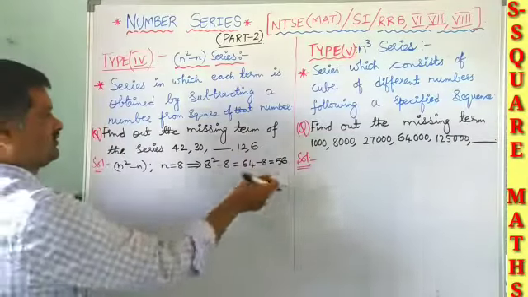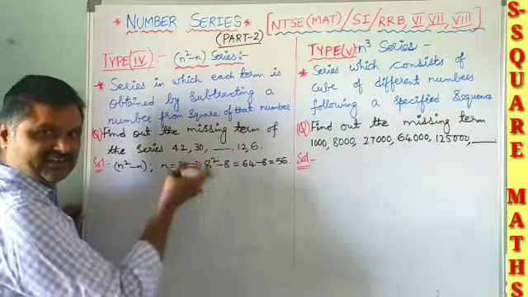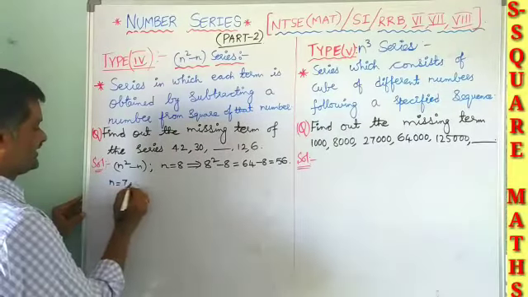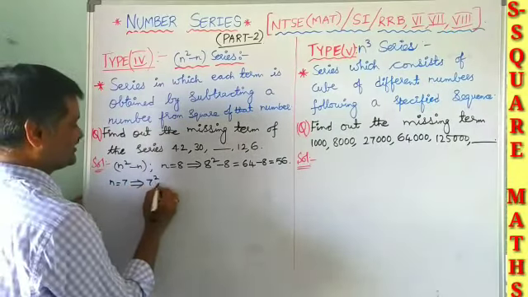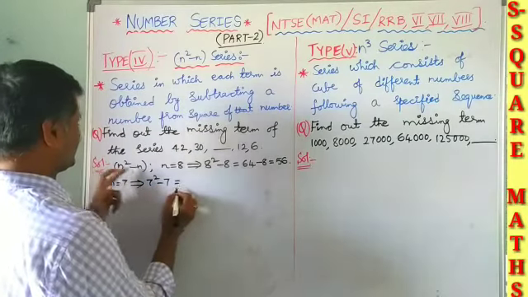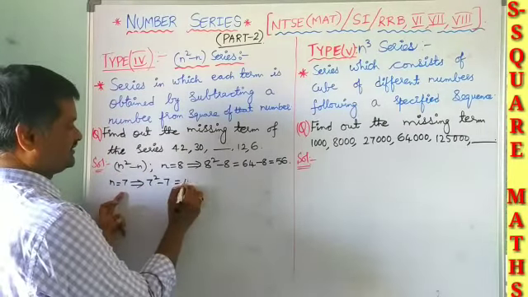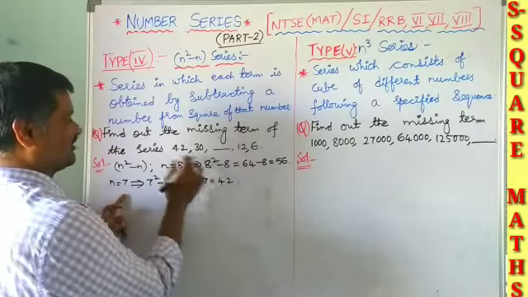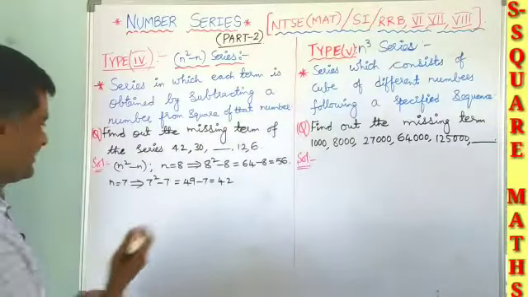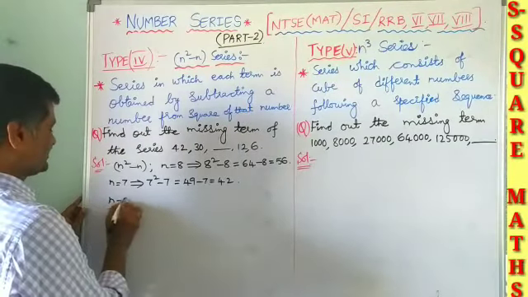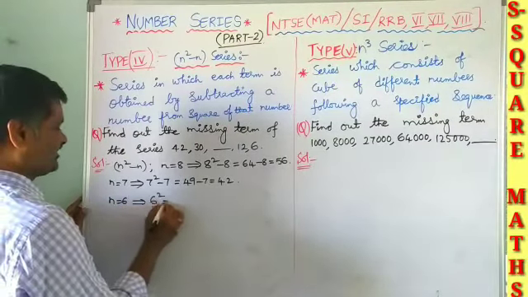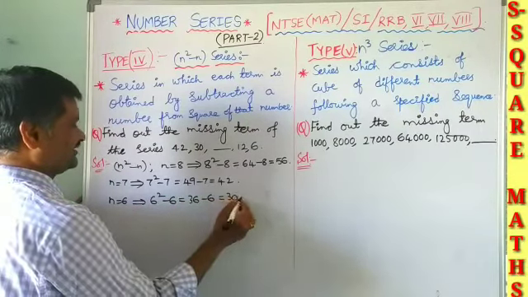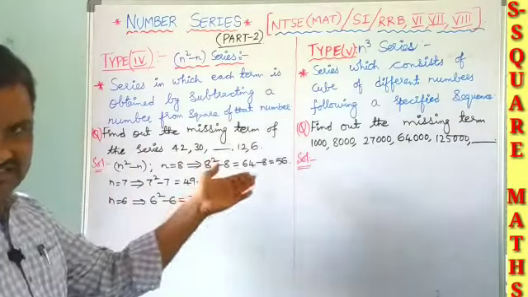Next. Here we did not get the first term. Let us go for the next term before it. Before 8, n is equal to 7. So 7 square minus 7, because n square minus n, n is equal to 7. So 49 minus 7 gives you 42. So here we got our 42. Next, n is equal to 6. So 6 square minus 6, 36 minus 6, nothing but 30. Again we got the second term of the series.